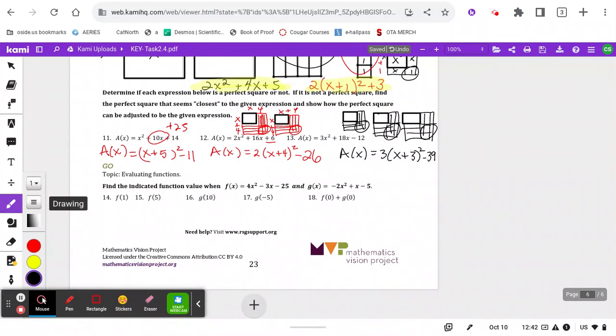All right, find the indicated function value with this and this. So here, actually, I'll do this in a separate video because it's getting kind of long.